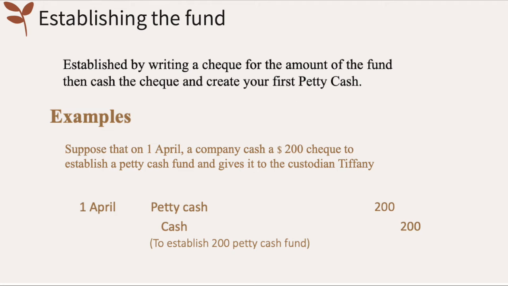First, you need to establish the fund. Let's look at the example. Suppose that on April 1st, a company cashed a $200 check to establish a petty cash fund and gives it to the custodian Tiffany. The entry increases petty cash and decreases cash. However, there is no change in total assets. We can write down a journal entry, record the date, April 1st, and the petty cash $200 on the debit side, while the cash is $200 on the credit side.